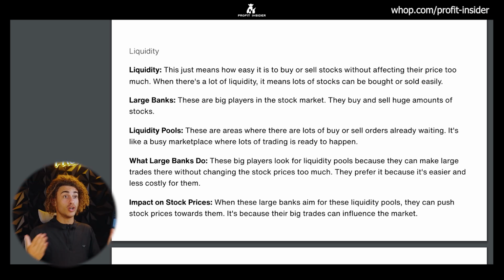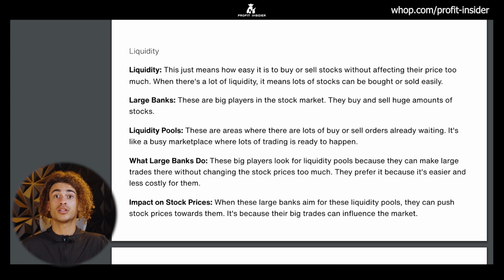So for example, if there's no liquidity, it will be very hard to buy or sell this asset because there's no volume and there's nobody trading. Knowing this, we can use this information to look for areas on the chart that have more liquidity so we can find areas where price is likely to have a large move.